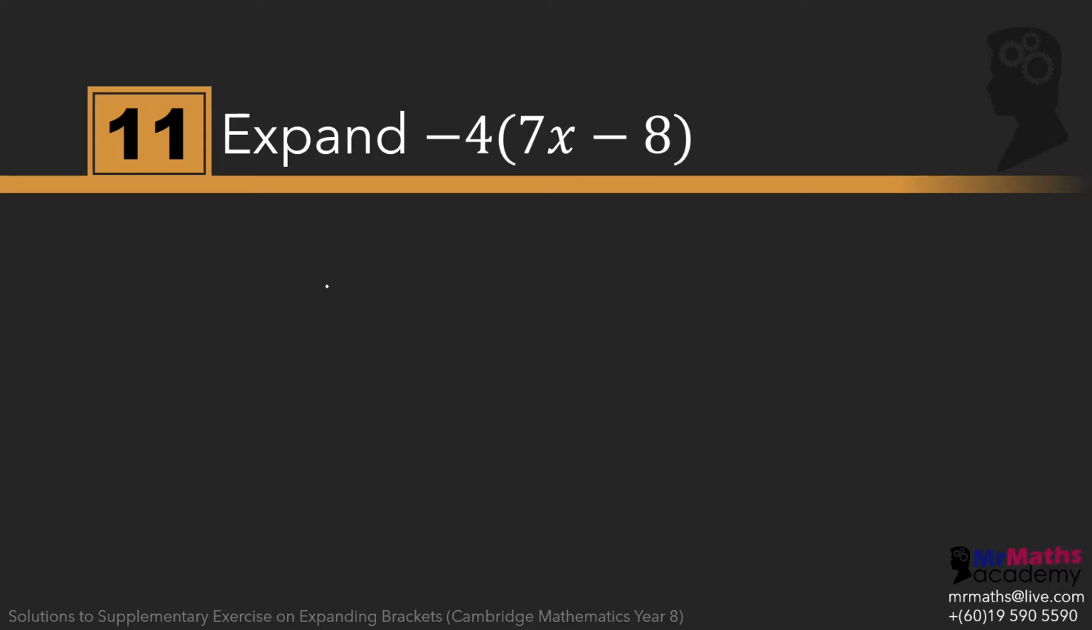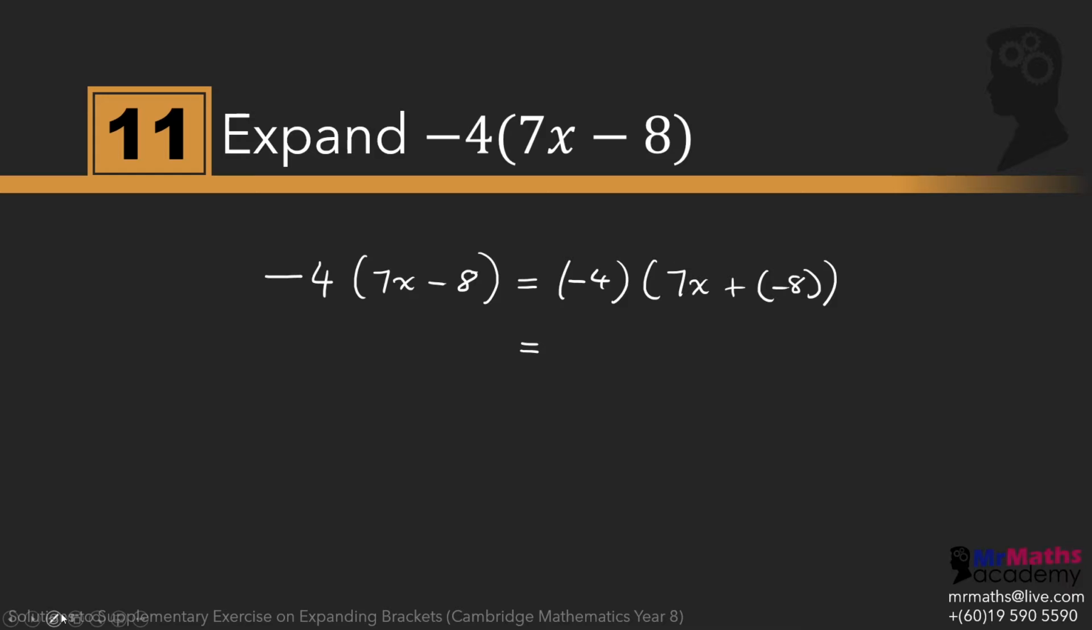Expand -4(7x - 8). Minus 4, 7x minus 8. And I want to enclose the minus number inside a bracket. And again, minus 8 inside another bracket. And now we will multiply each of the terms in the bracket with the term outside of it.